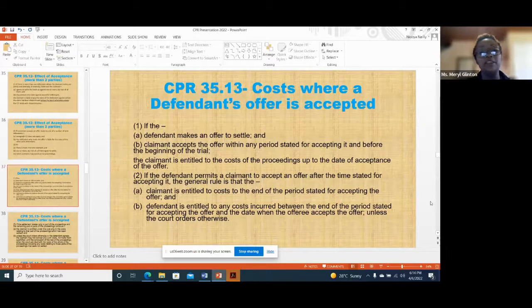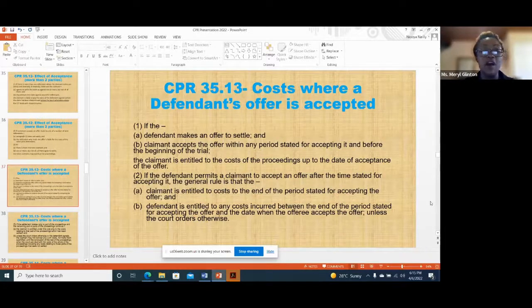So if they say you have 21 days to accept this offer, and the claimant does not accept the offer within the 21 days, but they accept the offer sometime later, then the claimant will be entitled to their costs up till the end of that 21-day period. But after that 21-day period, the defendant will be entitled to have their costs paid by the claimant. And again, the spirit of this is to encourage parties to really consider an offer when it's made to you, knowing then that if we go beyond that point, beyond the period in which this offer is open, you could be risking some cost consequences to yourself.